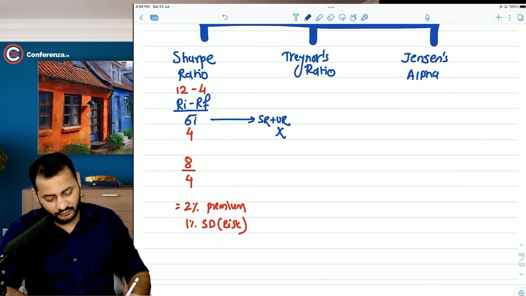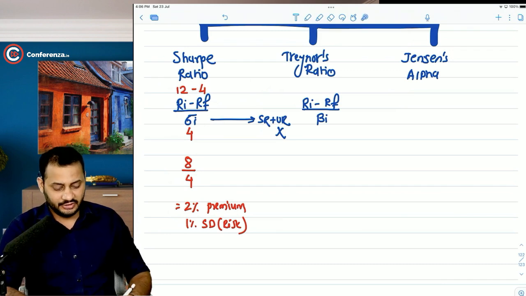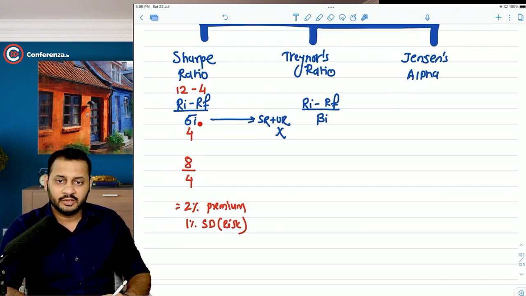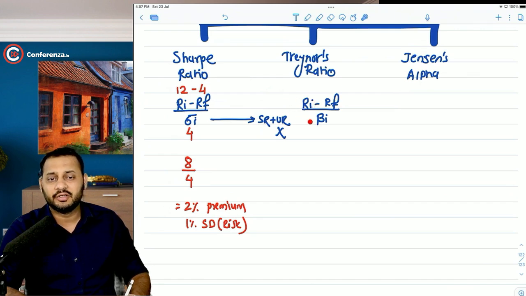So the formula for Treynor's ratio goes like this: Ri minus Rf, the numerator is the same, divided by beta i. Instead of taking the total risk and considering the premium on a standard deviation basis, it's better to take the decision on a per unit of systematic risk basis. So this is Ri minus Rf divided by beta i, the premium per unit of beta.